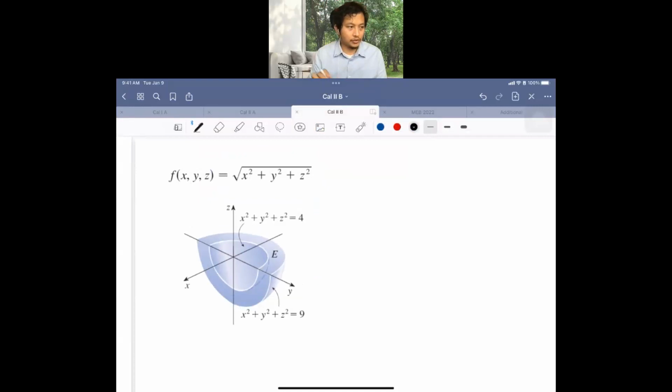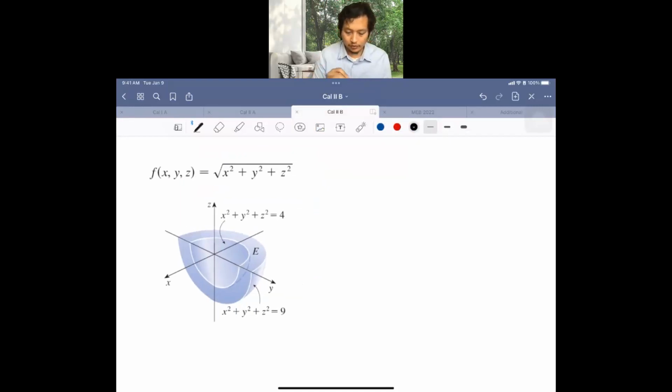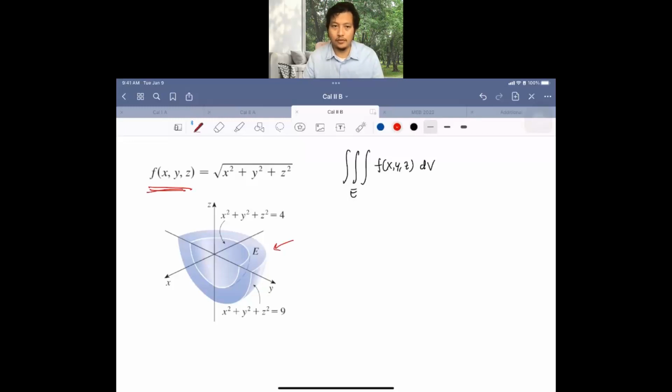What we are going to evaluate is the triple integral over E of f(x, y, z) dV. So f is this function, and E is according to this region. Now we have a new perspective with spherical coordinates, and to give you context, this is how we solve these questions.